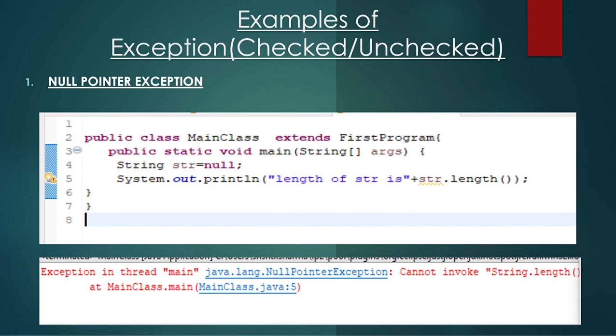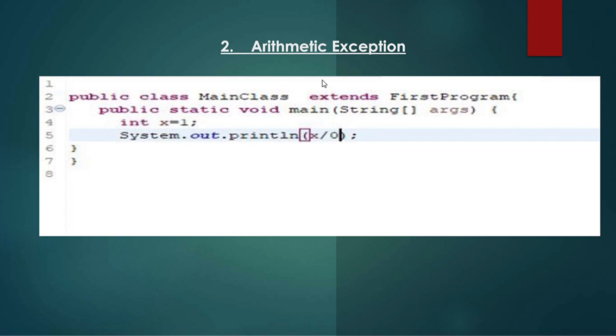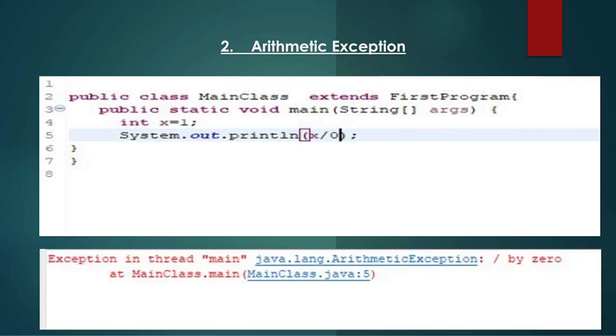Next we have ArithmeticException. In our Main class, we have int x equals 1, a variable, and then x divided by 0. This is an exception because it is not allowed to do x divided by 0. What will be the exception? ArithmeticException, and this exception will occur at runtime. This is an unchecked exception. Exception in thread main java.lang.ArithmeticException, division by 0 at Main.main line number 5.